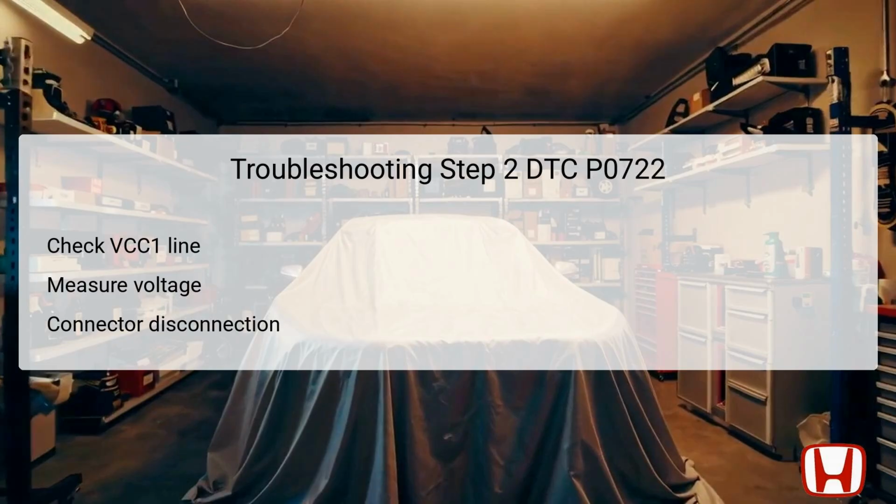If you observe the correct voltage, this indicates that the VCC1 wire is intact. If not, continue by repairing any open circuits found between the sensor and the PCM. In Step 3, the objective is to determine the status of the NC line. Again, ensure the ignition switch is set to lock and the sensor connector remains disconnected.